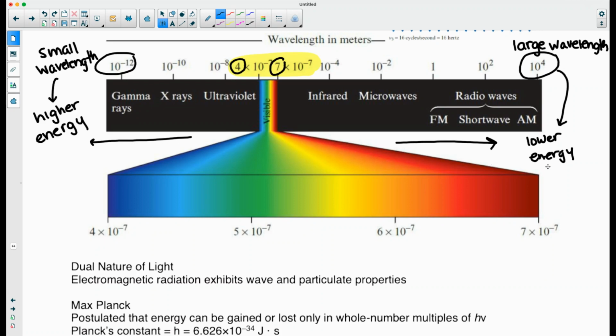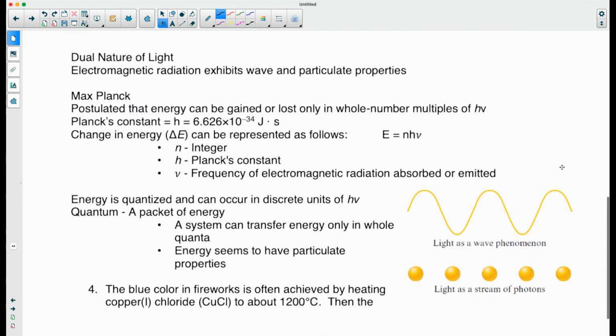We also started to touch on energy and its relationship to light in the last video, so let's talk about that a little bit. Max Planck postulated that energy can be gained or lost only in whole number multiples of h nu. And this is the idea that tells us that light and electromagnetic radiation act as both waves but also as particles. So the light is acting as a wave, but at the same time, those waves correlate to the amount of energy per particle of light, which would be a single photon.